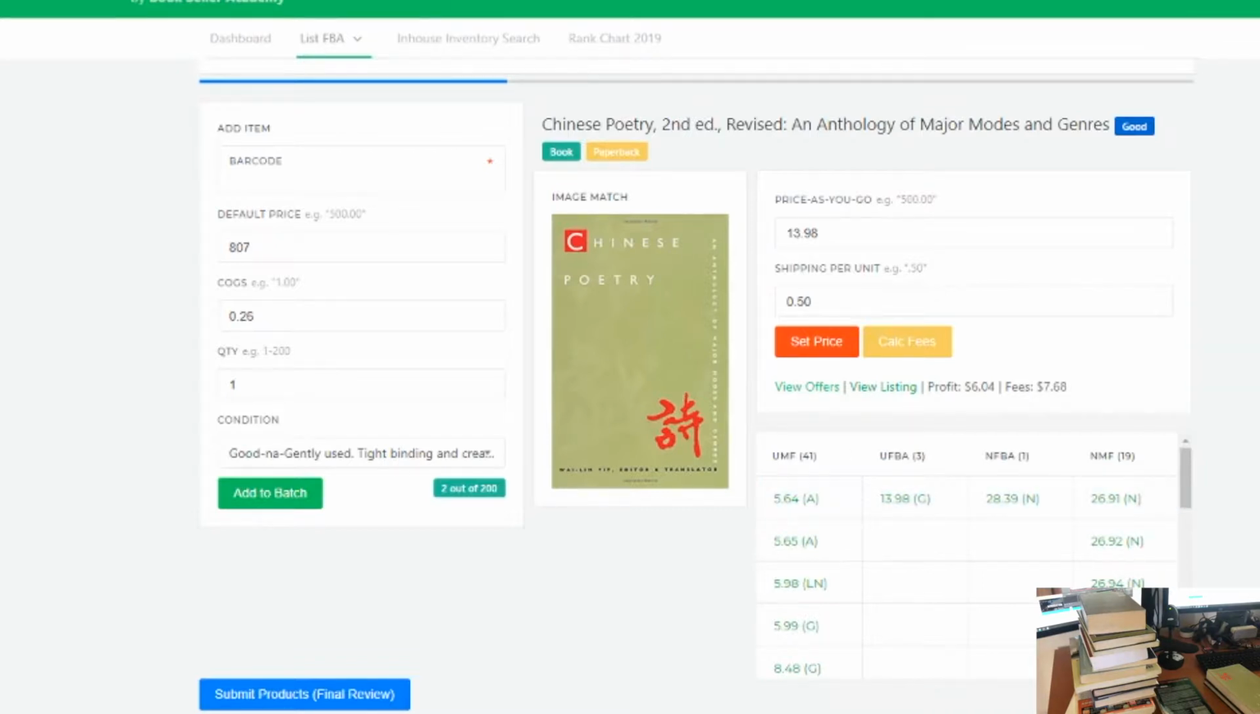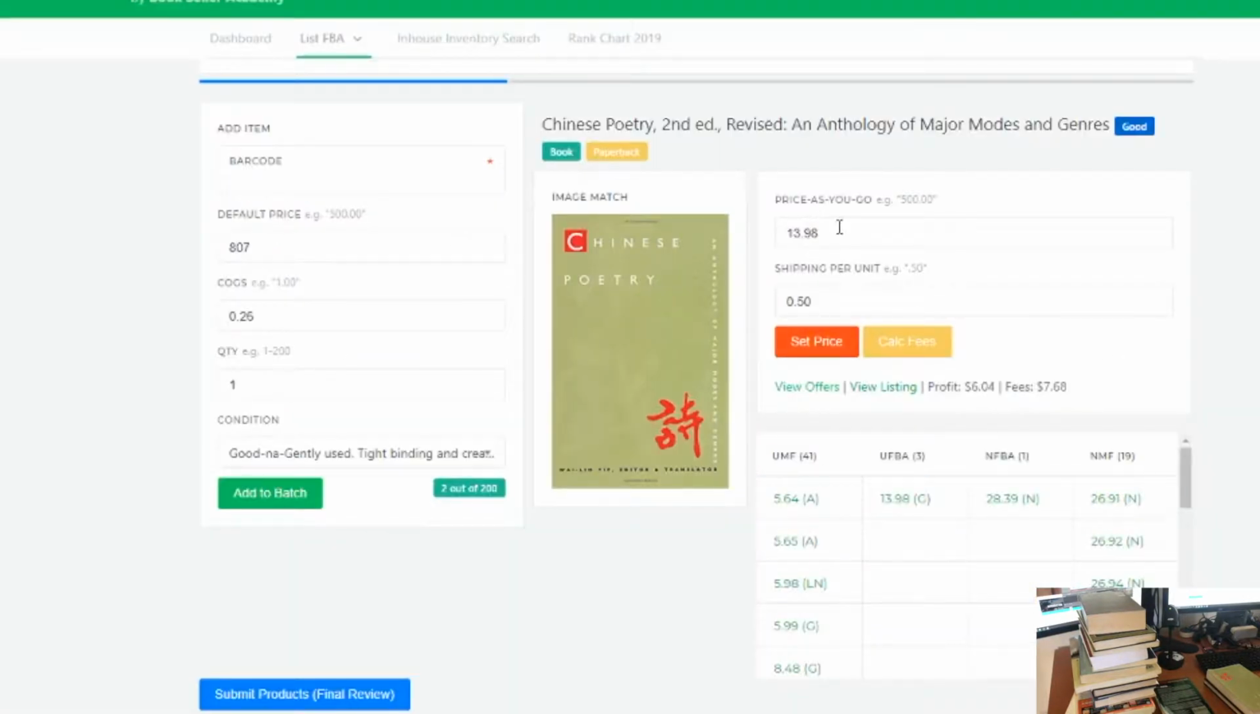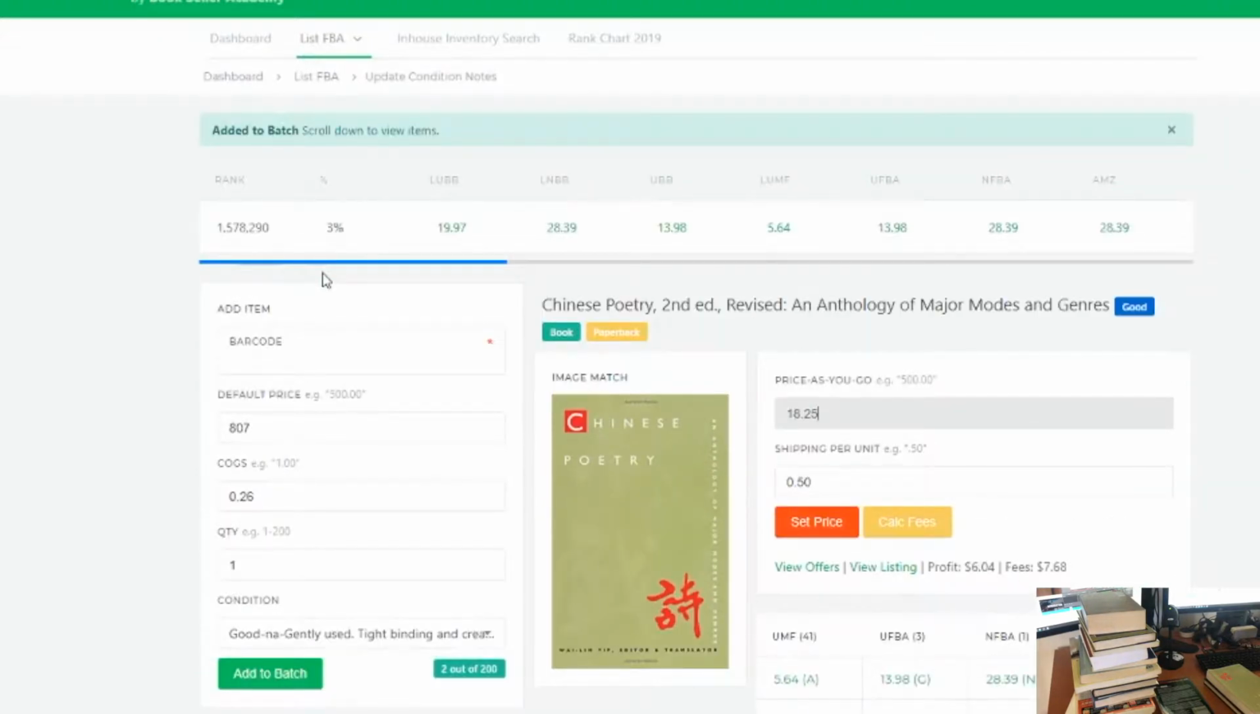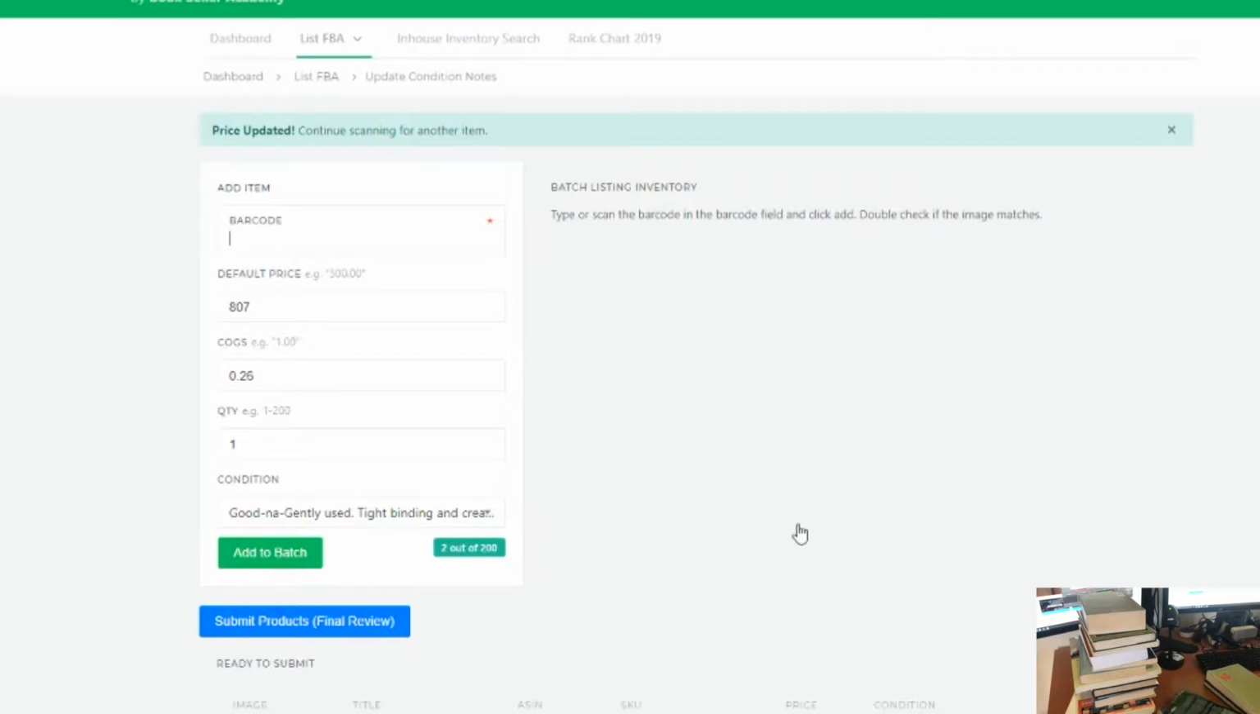So let's go ahead and dive in a little bit. He has only one rating, and you know what? I'm gonna actually price it against this 1825, and let's go ahead and set this to just match the price. The rank's a little high, maybe I won't, so I'll just set the price. Okay, let's keep going here.